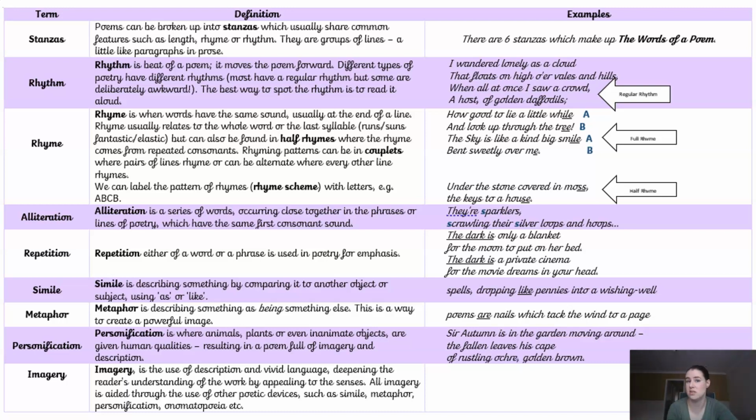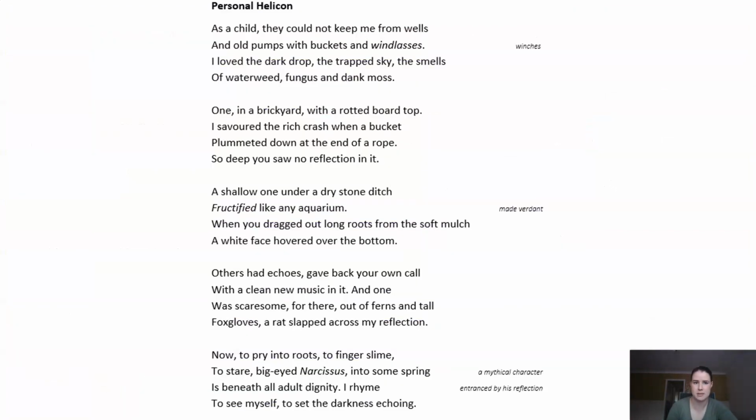You might have had some additional ones that you might have found, but that's going to be our general toolkit that we're going to be using for our poetry for the next 2 weeks.